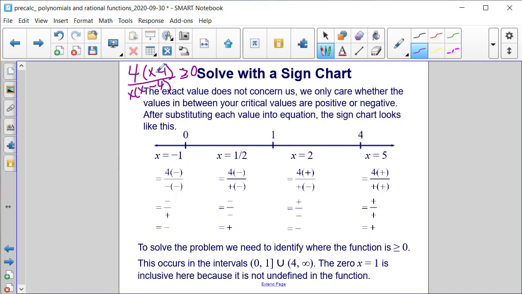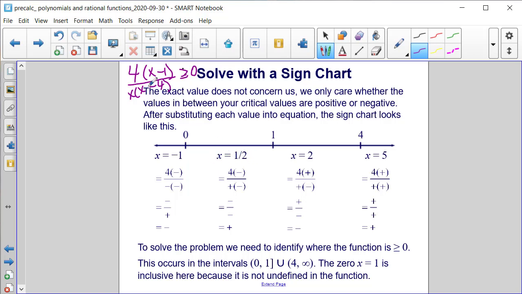If we substitute negative 1 in here, negative 1 minus 1 is negative 2, so it's a negative value. Negative 1 outside here is negative, and negative 1 minus 4 is negative 5, so it's also negative. So the two negatives in the bottom cancel each other out, so I have a negative over a positive, which is a negative number. This means that our rational function will be below the x-axis or less than 0.